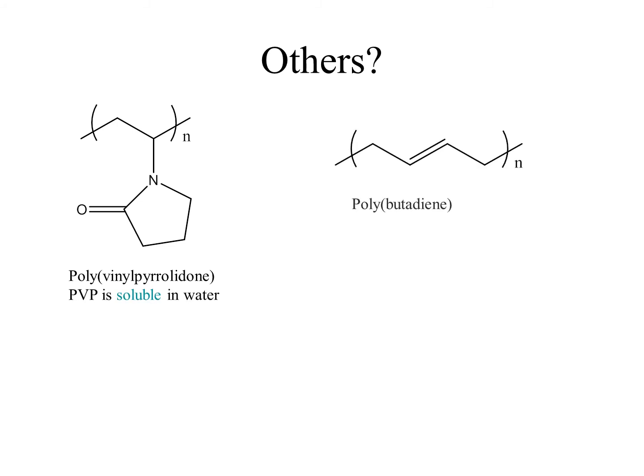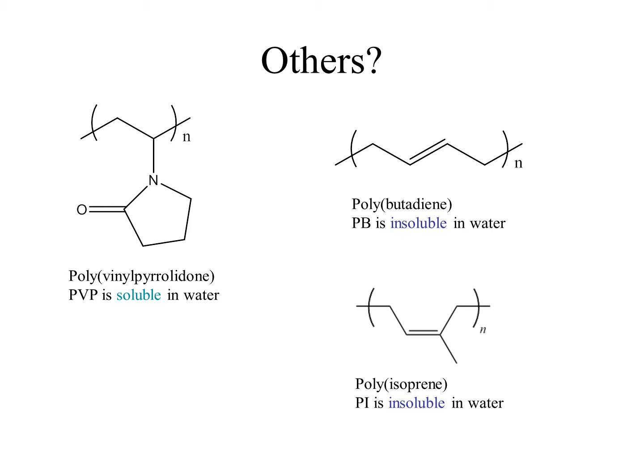Next, we have polybutadiene, or just PB. This is a fairly common synthetic polymer for rubbers. Notice the total lack of polar groups? Yeah, it's not going to be soluble in water. Along the same lines, polyisoprene also lacks polar groups. Not surprisingly, it too is insoluble in water.